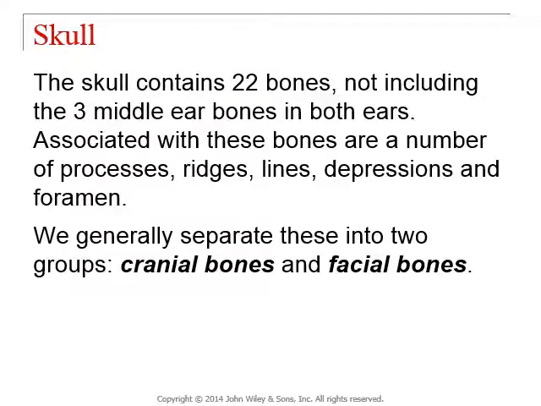So moving on to the skull, we know the skull contains 22 bones, not including the 3 bones of the inner ear. Basically, the 3 bones of the middle ear we'll talk about mostly in chapter 17, when we get into special senses. We'll talk about their particular function as well as how they articulate. But basically, for the different bones throughout the skull, we're going to talk about different types of processes, ridges, lines, depressions, and foramen. And we're going to further classify the skull bones into either cranial bones or facial bones.